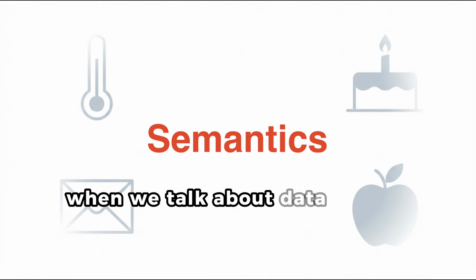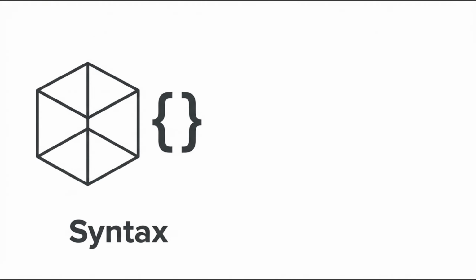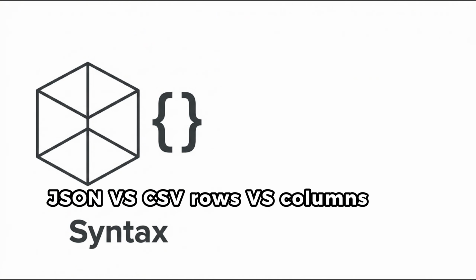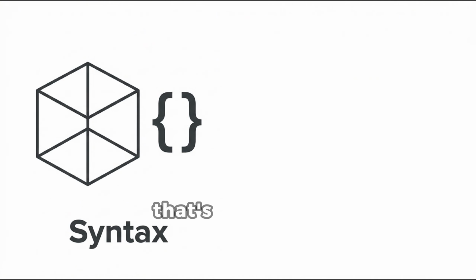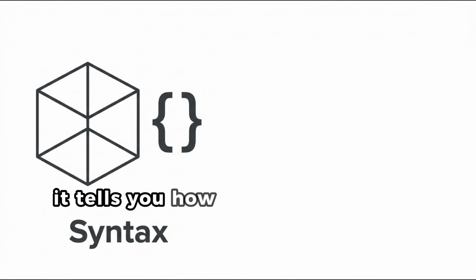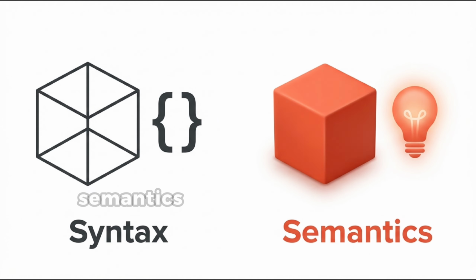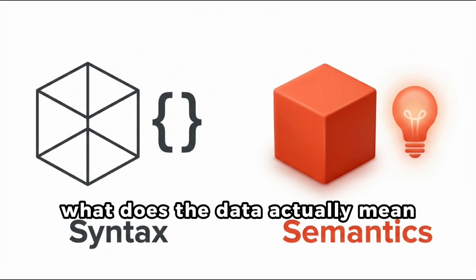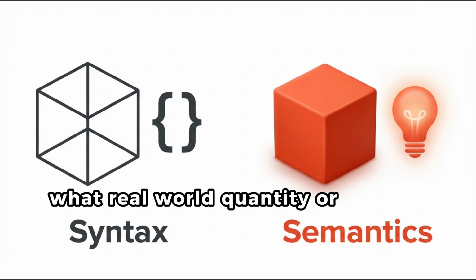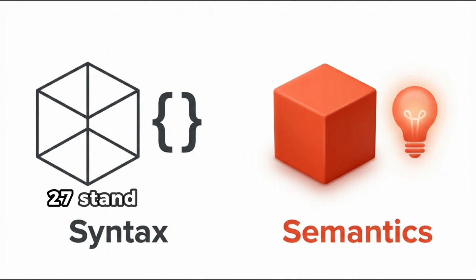When we talk about data, people often focus on format: JSON versus CSV, rows versus columns, ints versus floats. That's important, but format is only syntax. It tells you how the data is written down. Semantics answers a different question. What does the data actually mean? What real-world quantity or concept does that 27 stand for?